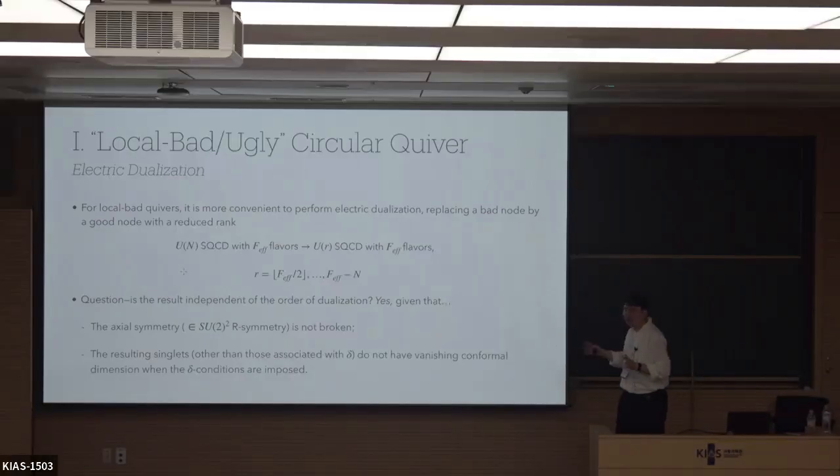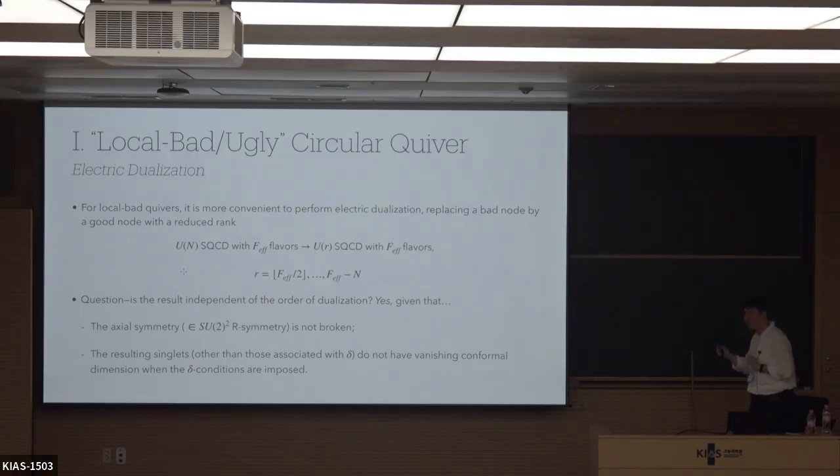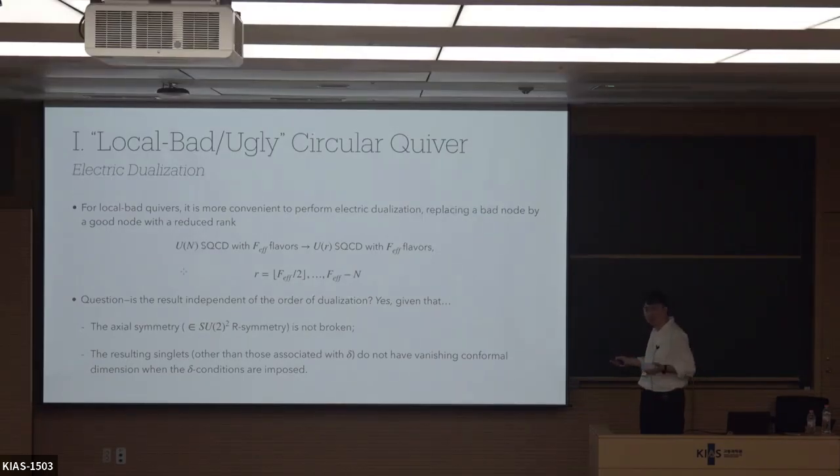It sounds very technical. It is not very natural from the physics point of view, but we have checked that whenever this happens, if there is a singlet with a vanishing conformal dimension, you can carefully check that this is not an independent frame, but just some limit of other resulting frames. So we shouldn't count them independently. As long as those two conditions hold, the resulting dual theories are independent of the order of dualization, which is one of the consistency checks.